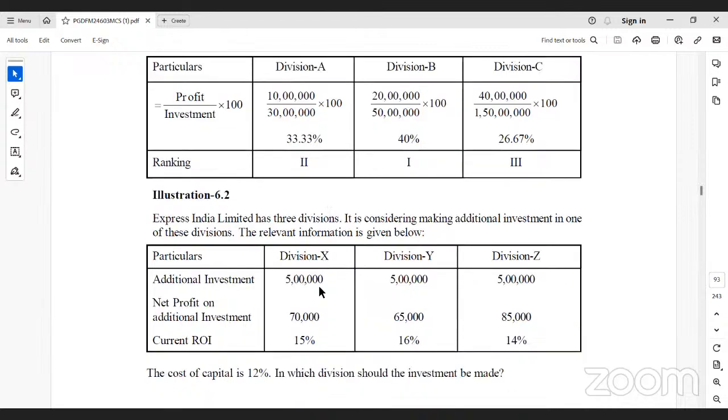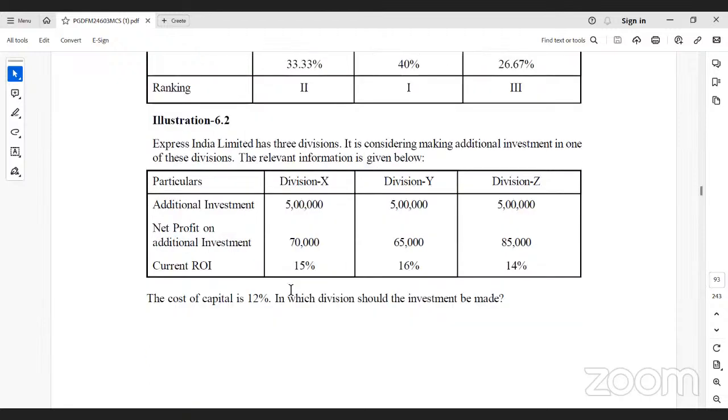Express India Limited has three divisions, right? Considering the additional investment in one of these divisions, it requires more information. Division X has a 15% ROI, division Y is 16%, division Z is 14%. So division Y has the highest ROI. The cost of capital is 12%. In which division should more investment be made, if the firm has to add additional capital? So which one is better?